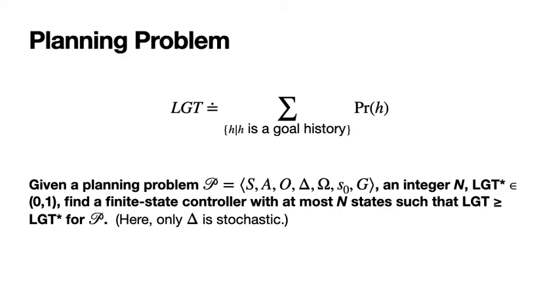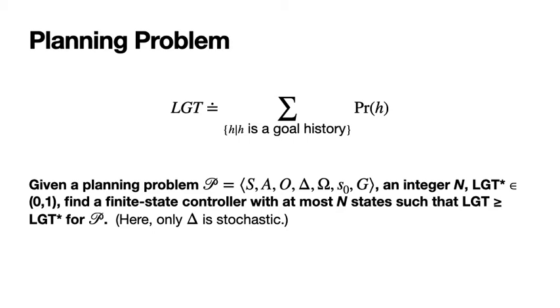We are considering states, actions, observations as usual. We are considering a stochastic transition function, so that's this delta here. We are considering a deterministic observation function, so every state will tell you the observation. It could be that this observation is not very informative, but nonetheless the observation function itself is deterministic. There is an initial start state, that's S0, and a goal state, G. Okay, so this is a planning problem, fairly standard.